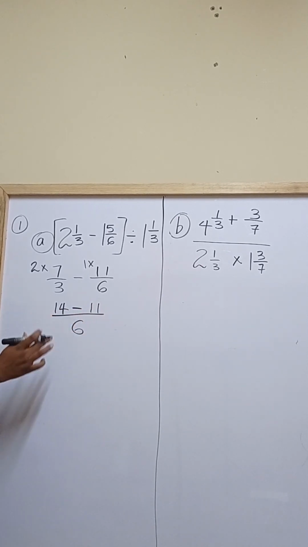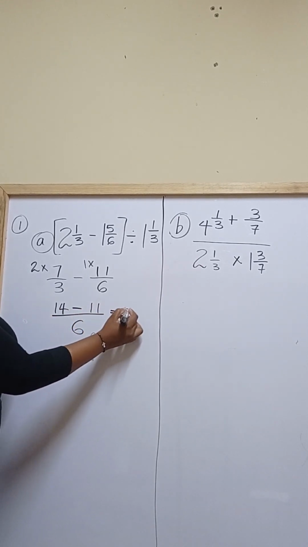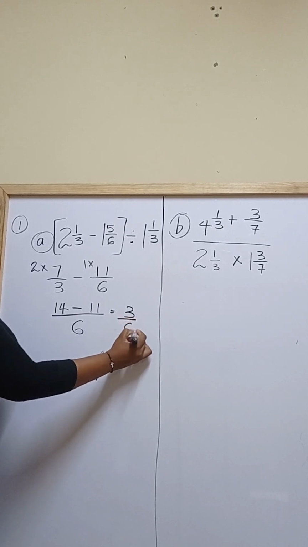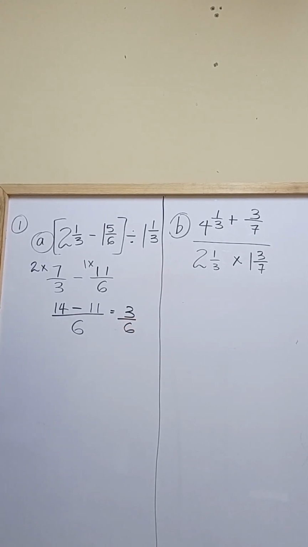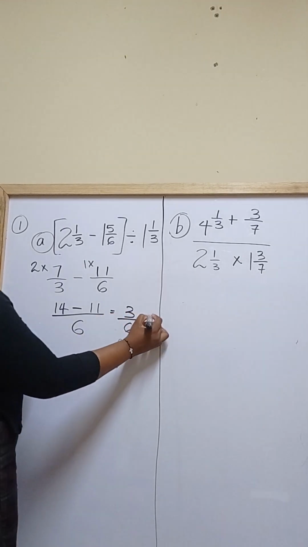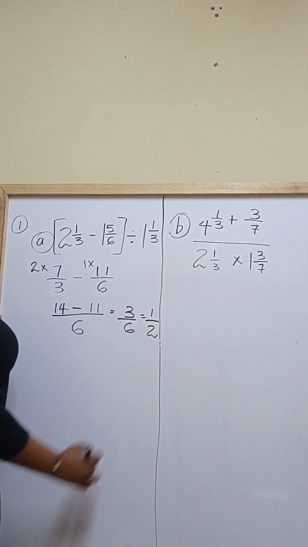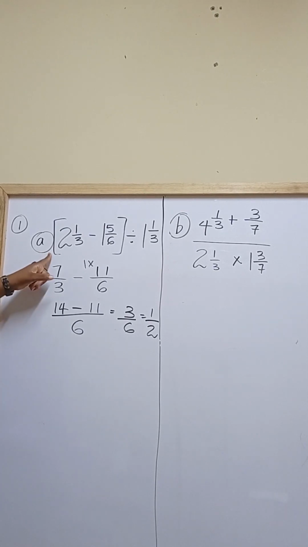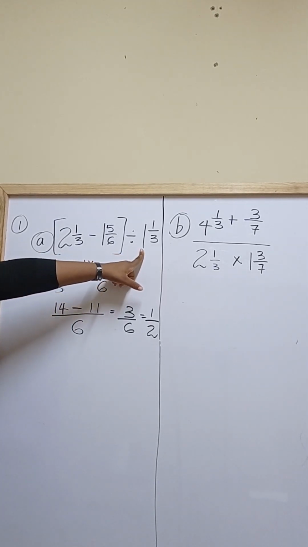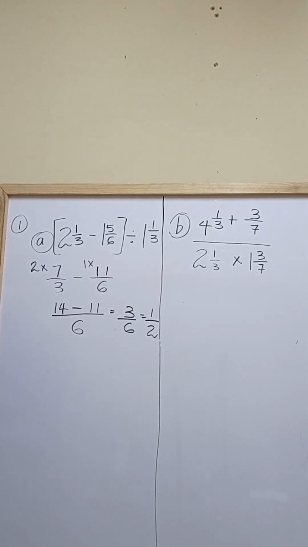Now 14 minus 11 is 3 over 6. 3 over 6 can be reduced to get half. So this is 1 over 2. So we are getting 1 over 2 for the brackets, but still we have to divide by 1 and 1/3.